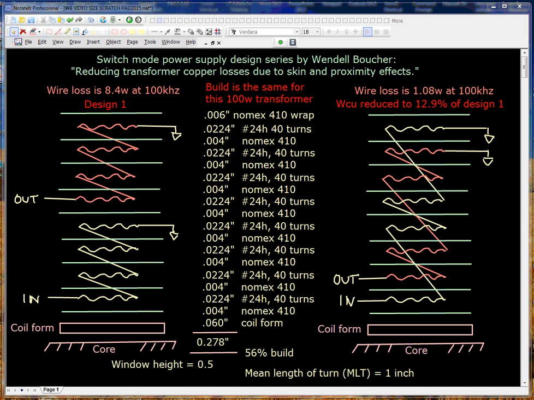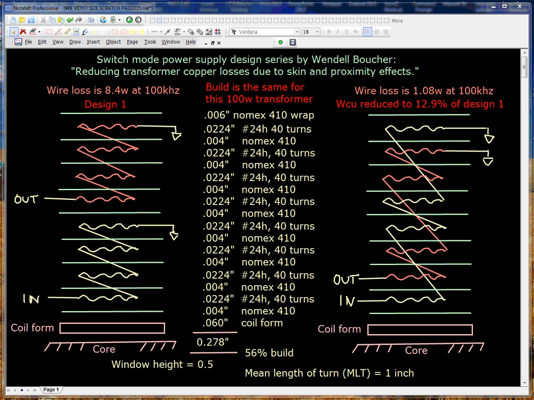Hopefully this is the first of a series of tutorials addressing switch mode power supply design. This particular topic was chosen because it's rather badly misunderstood in the industry, because very few switch mode power supply designers actually design their own transformers. The title of this one is Reducing Transformer Copper Losses Due to Skin and Proximity Effects.